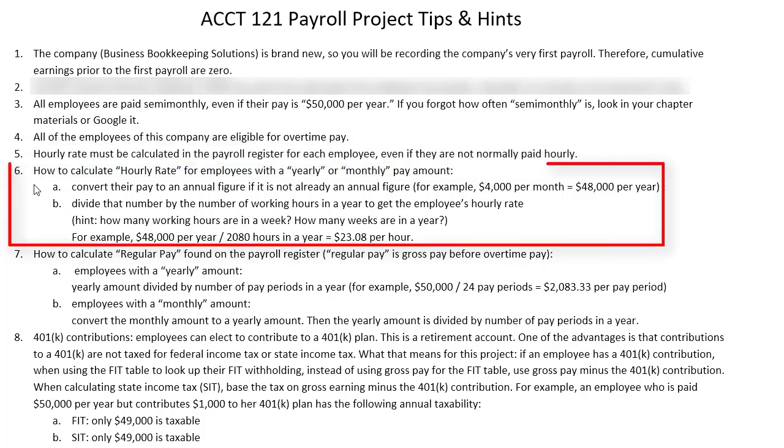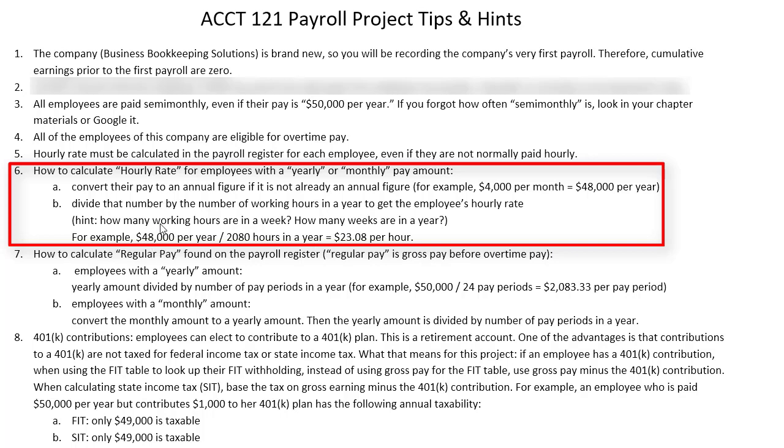And number 6, how to calculate the hourly rate for employees with a yearly or monthly pay amount. The first step is convert their pay to an annual figure if it is not already an annual figure. For example, if someone gets paid $4,000 a month, you have to convert that to an annual figure. So $4,000 a month is the same as $48,000 per year. Step 2, you're going to divide that number, $48,000 a year, by the number of working hours in a year to get the employee's hourly rate.